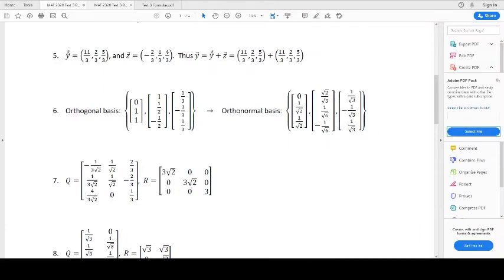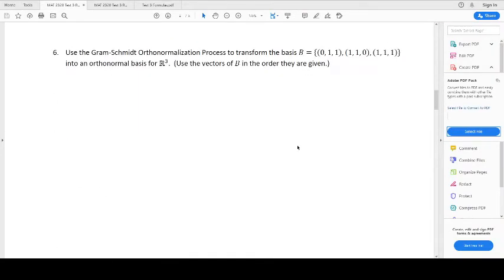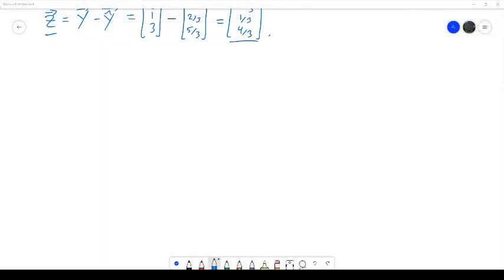All right. So next here we have number 6, use the Gram-Schmidt orthonormalization process to transform this basis into an orthonormal basis for R3. So we want to just use the process all the way through and try to convert this basis. Let's copy this down.